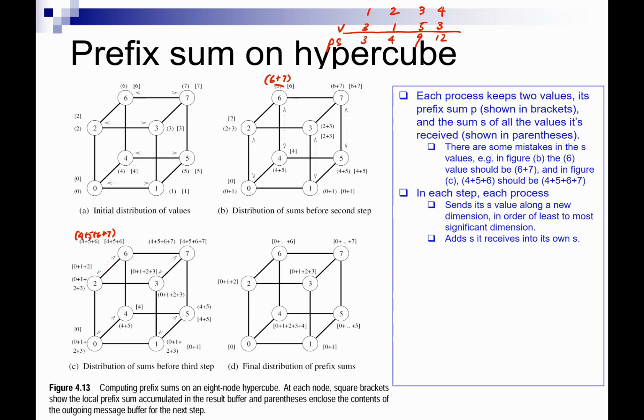However, when you do an exchange between two processes, they're both going to send the sum value that they have. Okay, so remember the sum values are the ones in the parentheses. So if 6 and 7 do an exchange, right? Maybe let's go for a different one over here. Okay, how about this one?